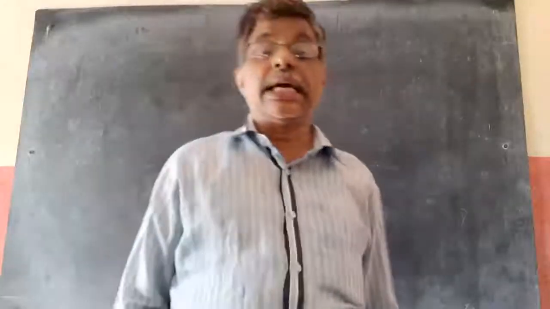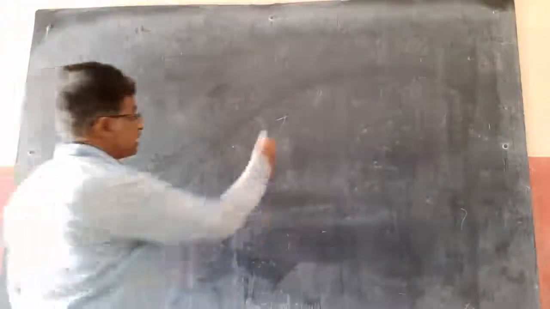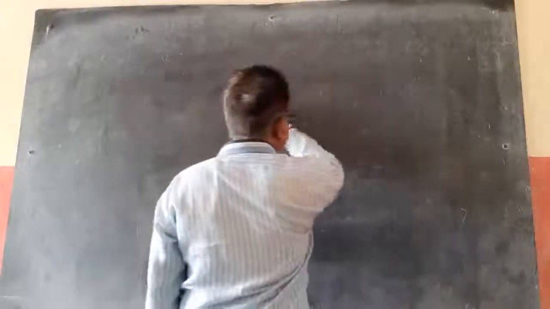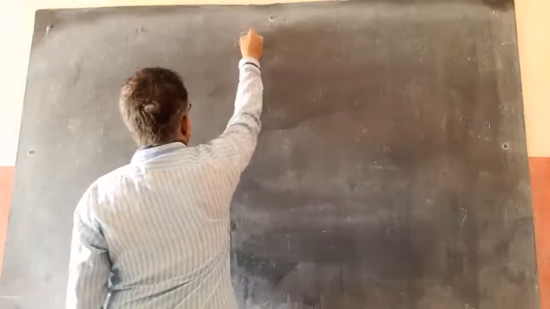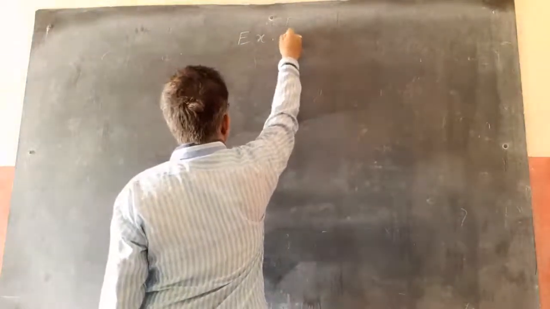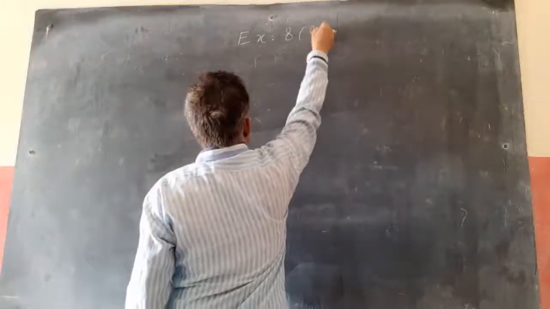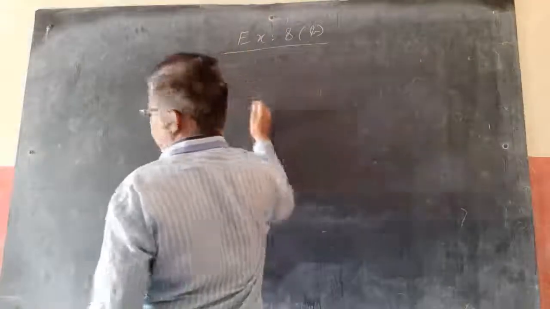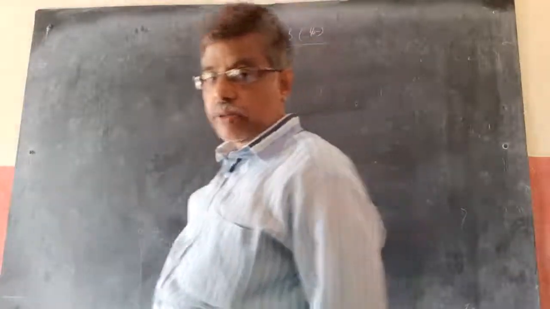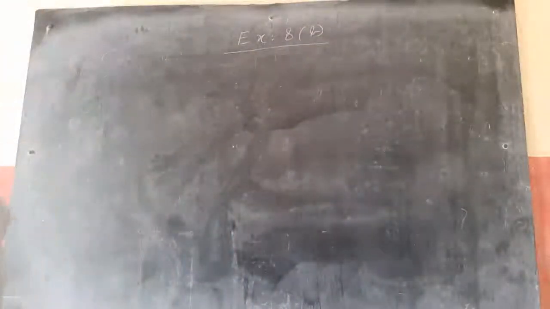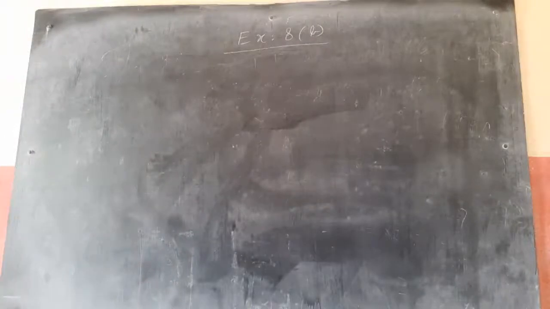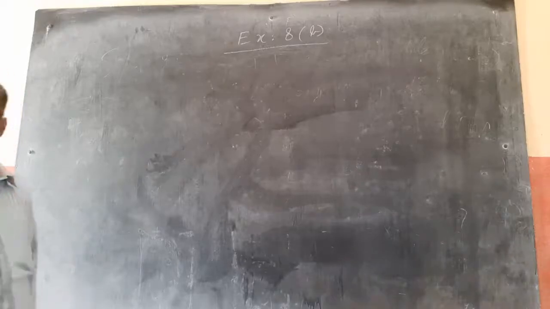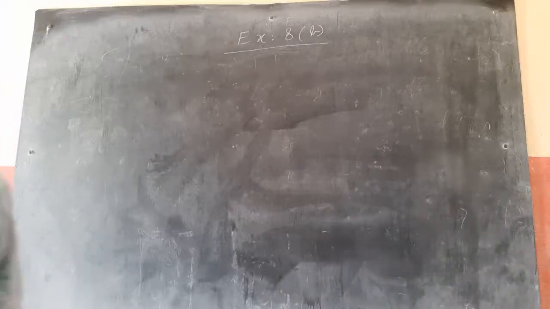We will go for exercise 8B. Exercise 8B, solving the differential equation of the first kind, variable separable. The whole of 8B deals with how to solve differential equations of the first kind, variable separable. The first sum we already discussed in the example, the same sum they gave. So we will go for the second one.